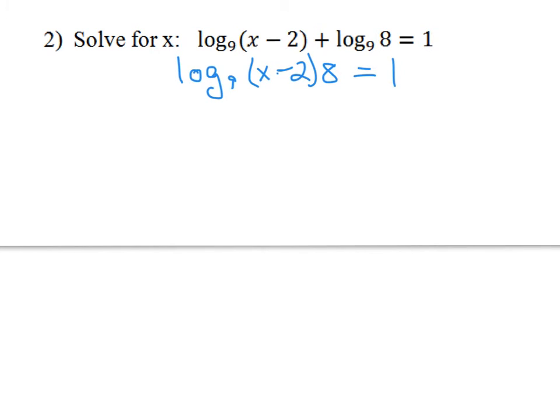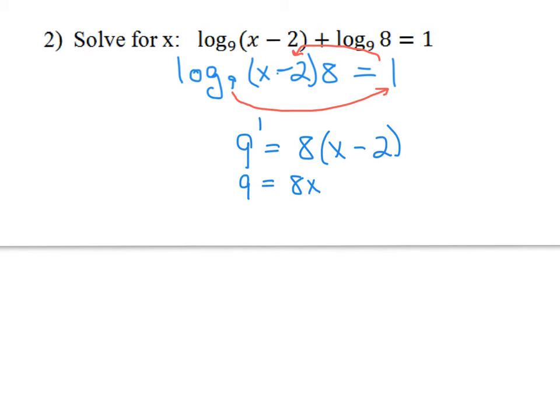Now I see that I only have a log on the left side of the equation. So if there's only a log on one side of the equation, I'm going to rewrite this as an exponential. Begin at the base, raise it to the answer, which is the exponent on the log, and set it equal to the argument. So 9 to the 1st is equal to 8 times x minus 2. Of course, we see that x minus 2 times 8 is the same as 8 times x minus 2. So let's solve this for x. So 9 is equal to 8x minus 16. Add 16 to both sides, so 8x is equal to 25.